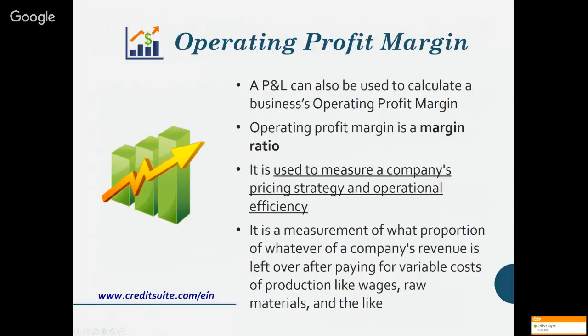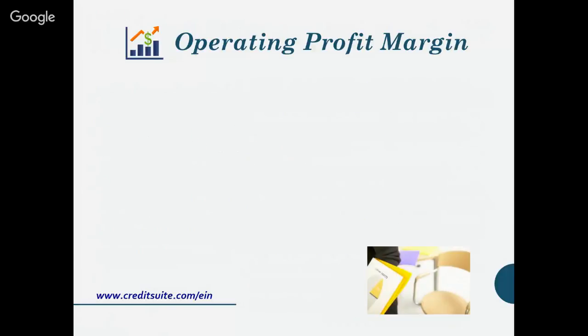So it's a measurement of what proportion of a company's revenue is left over after paying for variable costs of production like wages, raw materials, and the like. That's what that actually gives you. So it's a really good margin to know kind of what's involved, especially with the operations of the business.